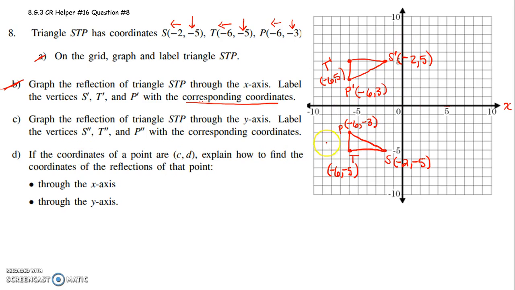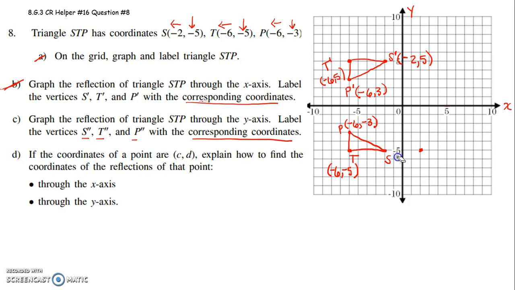Graph the reflection of the original triangle STP through the y-axis this time. Label those vertices S double prime, T double prime, P double prime with corresponding coordinates. Okay, now they ask me to reflect the original over the y-axis. So that's what I'll do. I'll make sure I remind myself where the y-axis is. If S was 2 to the left of the y-axis, S double prime will be 2 to the right of the y-axis. I'll call that S double prime.